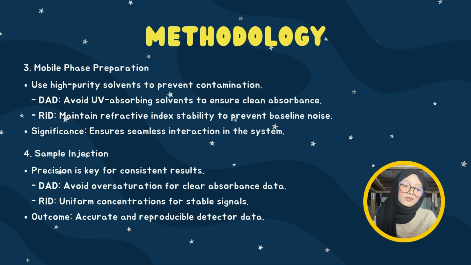Following this, the mobile phase preparation comes into play. The mobile phase must be prepared with high purity to avoid contamination and noise in the chromatogram. For DAD, it is crucial to select solvents that do not absorb in the UV range, as this ensures clear and reliable absorbance measurements. On the other hand, for RID, the mobile phase must be stable in refractive index to avoid signal fluctuations. These careful preparations ensure seamless interactions between the sample, mobile phase, and detectors.